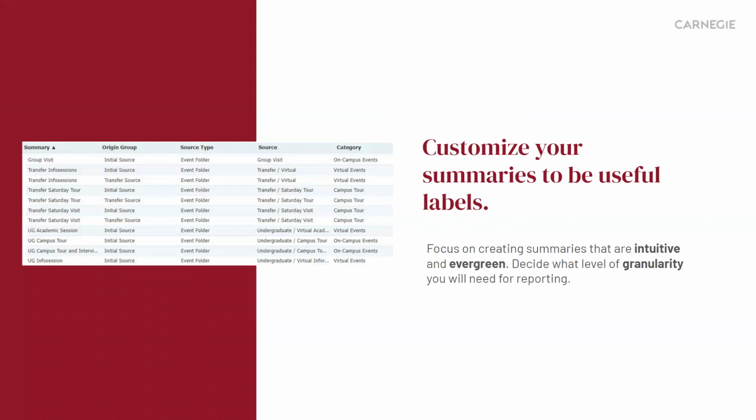So we've talked about customizing our categories, but you'll also want to customize your summaries to be useful labels. Origin sources are great because they're completely customizable, but that means you have to customize everything. Every origin source needs to have a summary, and that functions as a label. So that's that first column on my screenshot here: transfer info sessions, transfer Saturday tour, et cetera, et cetera. You'll definitely want to focus on creating summaries that are intuitive and evergreen, and you'll want to decide what level of granularity you'll need for reporting.